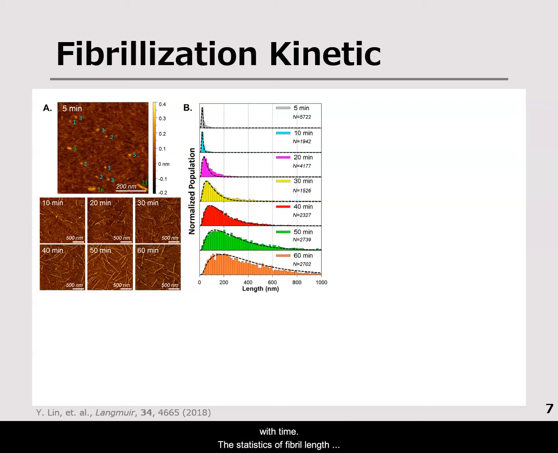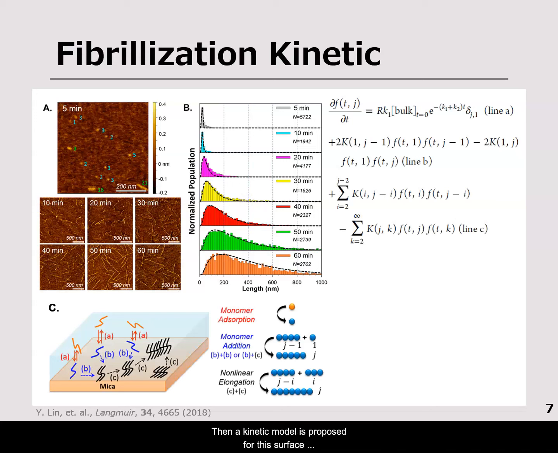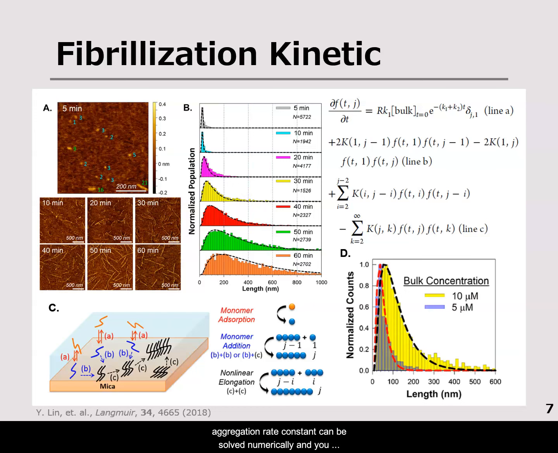The statistics of fibril length are obtained by analyzing multiple AFM images. Then, a kinetic model is proposed for this surface-mediated fibrillization, which includes monomer adsorption, monomer addition, and nonlinear elongation. By performing numeric simulation, the aggregation rate constant can be solved numerically, and you see that experimental results with different solution concentration can be well fitted with this model.